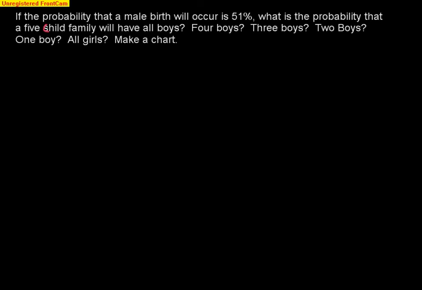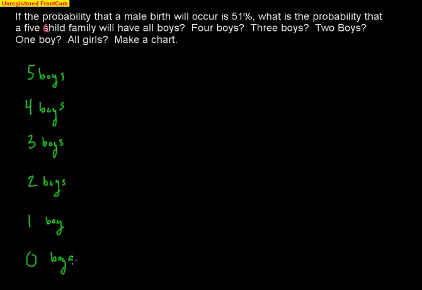So basically I want to make a chart here. So I want to talk about, okay, they have 5 kids. What's the probability that they're all 5 boys? 4 boys, which would mean 1 girl, obviously. 3 boys, which would mean 2 girls, obviously. 2 boys, which would mean 3 girls. 1 boy, which would mean 4 girls. Or you could have no boys, which would be all 5 girls. That would be all girls.